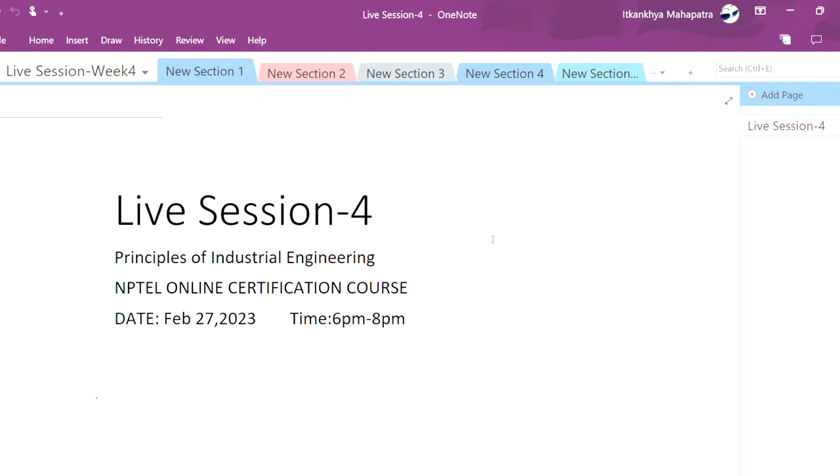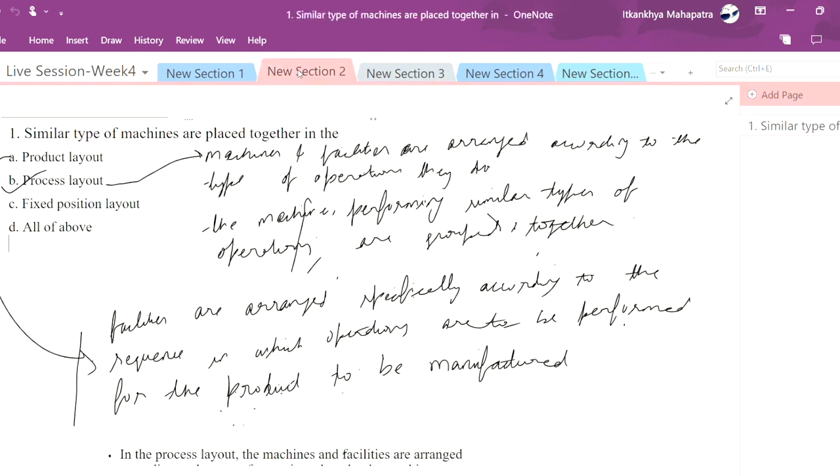So in the fourth live session, we discussed again a little bit on product layout and process layout. There is a question which asks where similar types of machines are placed together. In process layout, we have similar types of machines, but in product layout, there is a sequence of operations or process which is followed. Therefore, if one machine fails, the entire production is stopped in a product layout. But in a process layout, it doesn't happen in that way.